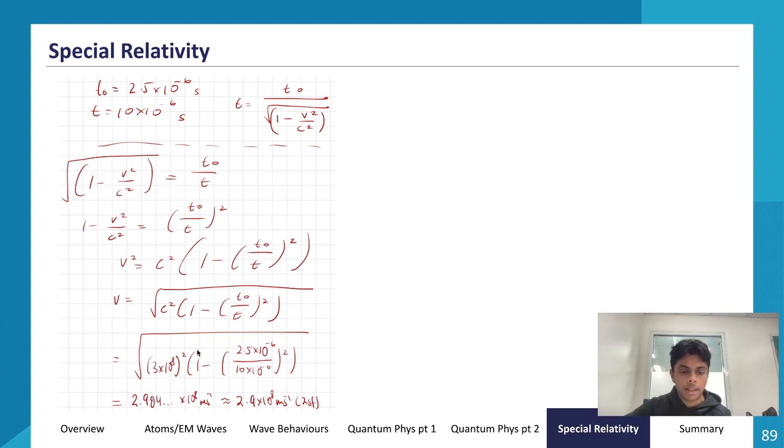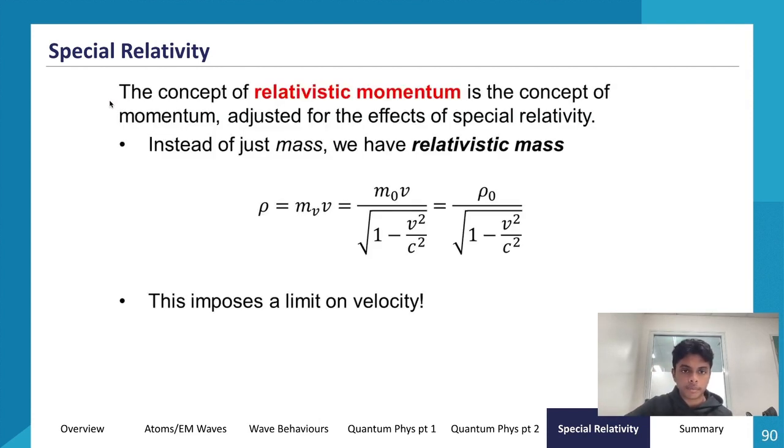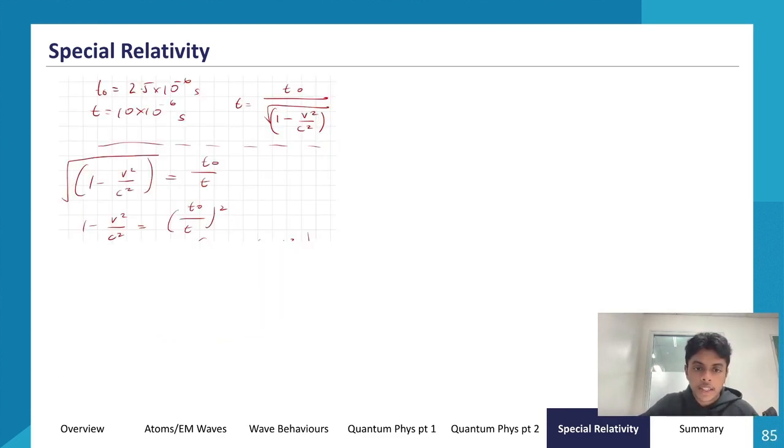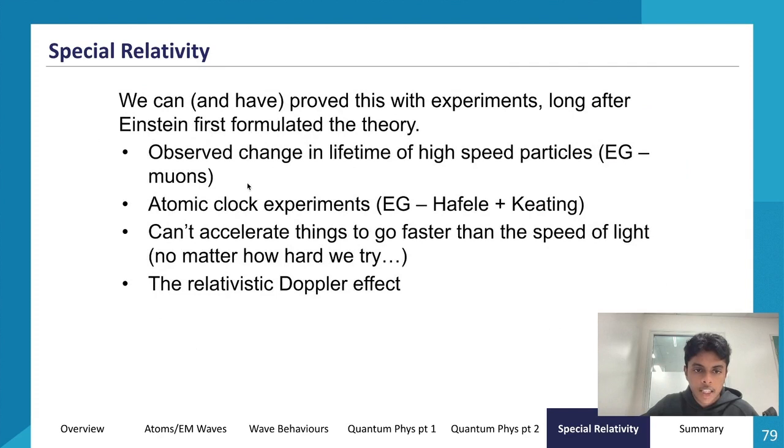times 10 to the 8 meters per second, which is approximately equal to 2.9 times 10 to the 8 meters per second. So yeah, very close to the speed of light. Hence why the time here increased by a factor of 4. So now we can go on to relativistic momentum. This explains how we can't accelerate things to go faster than the speed of light.